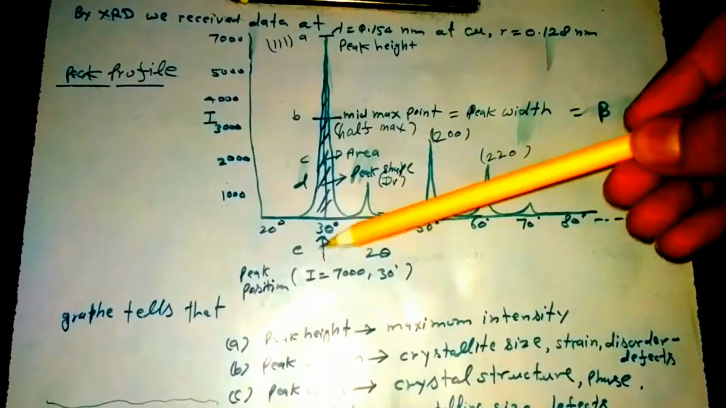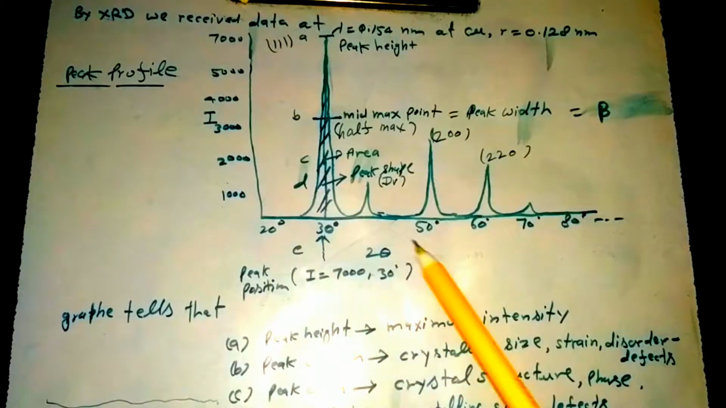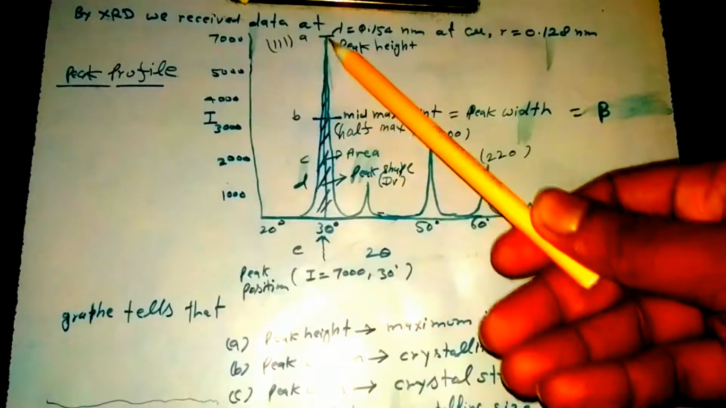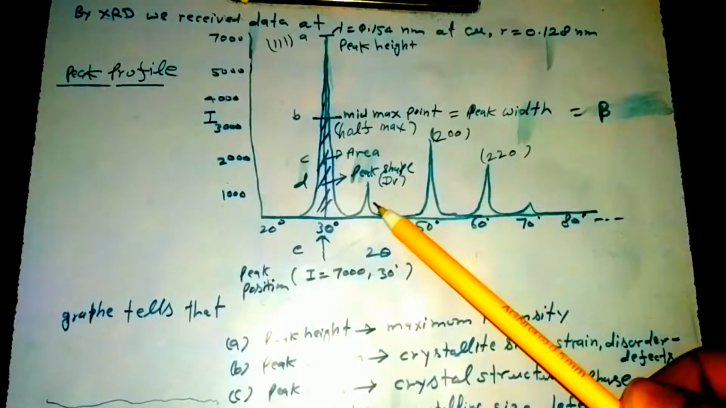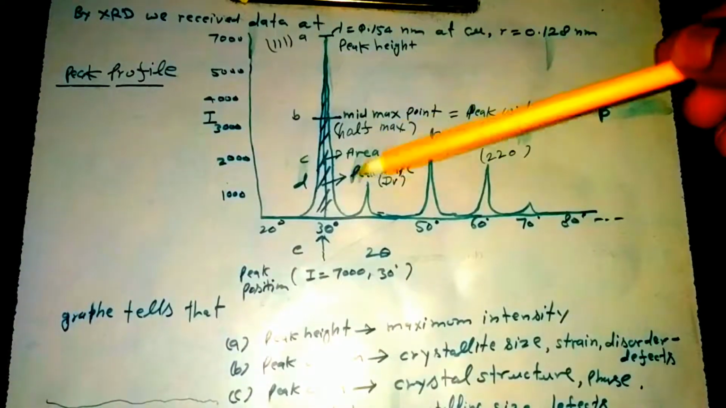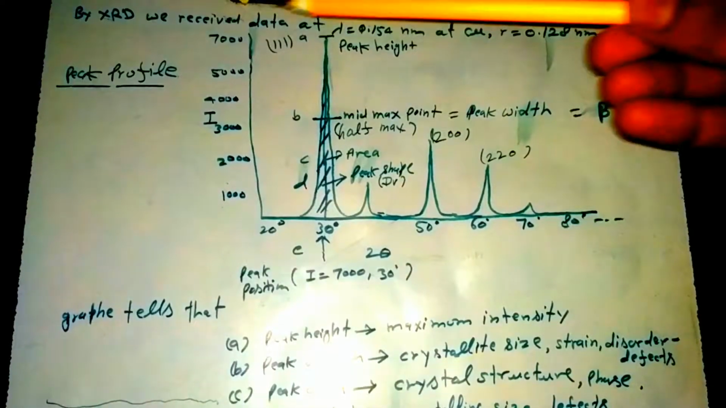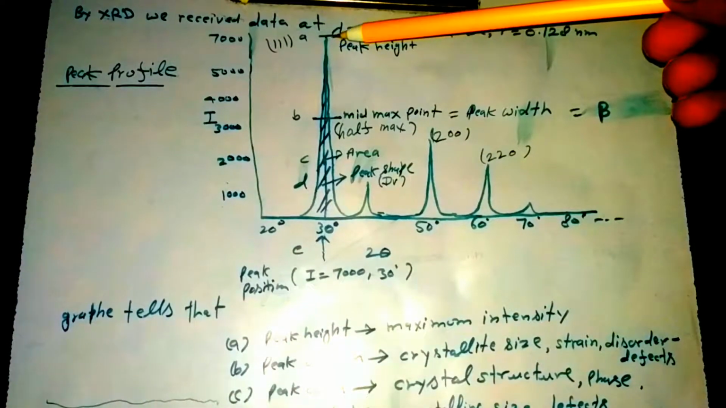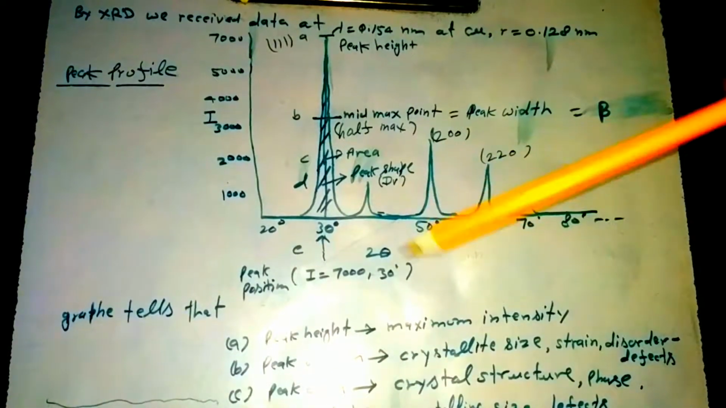Here we can see the 2 theta axis: 20, 30, 50, 60, 70, 80. At the angle of 30 we receive that peak. This peak has mostly the maximum height rather than this and this. So we see the height of this peak is up to that. At the intensity 7000, a peak is observed at the angle of 30. 2 theta equals 30, then theta equals 15 degrees.